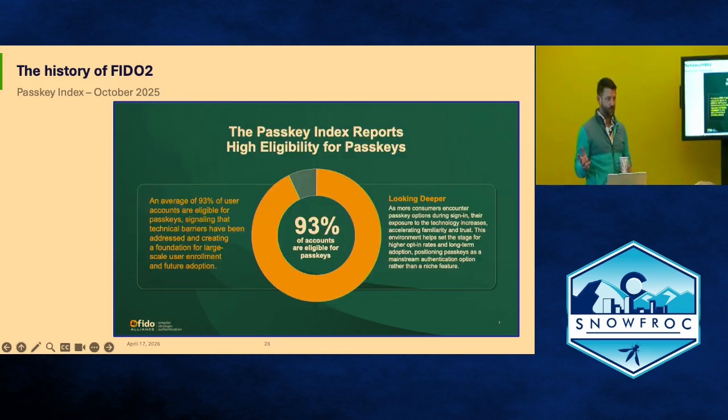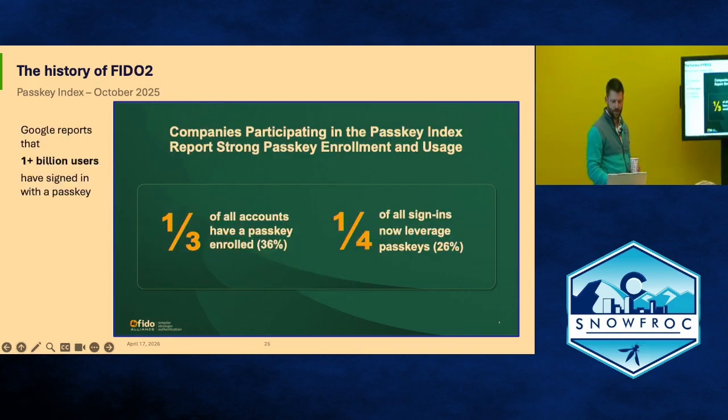So for these large companies that are leaders in passkey adoption, they say 93% of their accounts are eligible for passkeys. A third of all accounts have passkeys, and a quarter of accounts rely on passkeys to log in. So for Google, over 1 billion users have used a passkey at least once. That's a lot, right? So there's really a lot of adoption here.